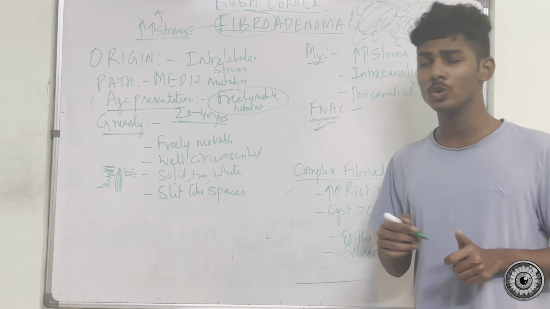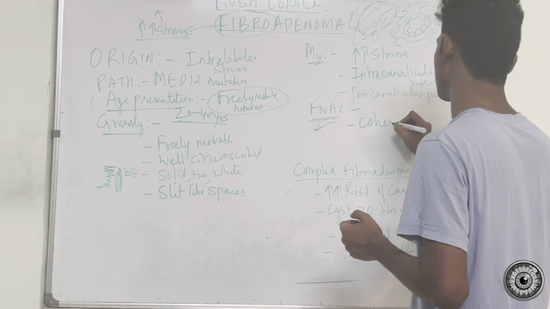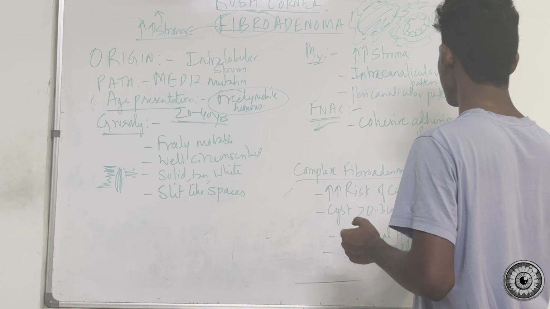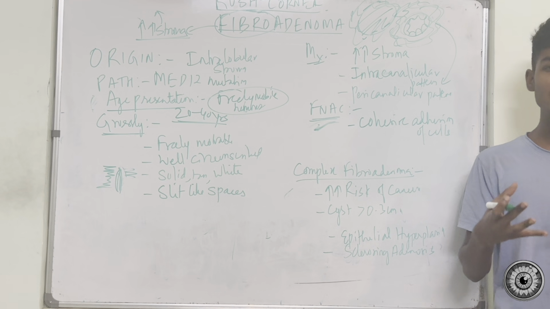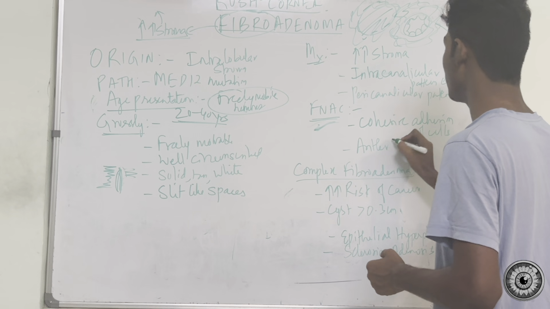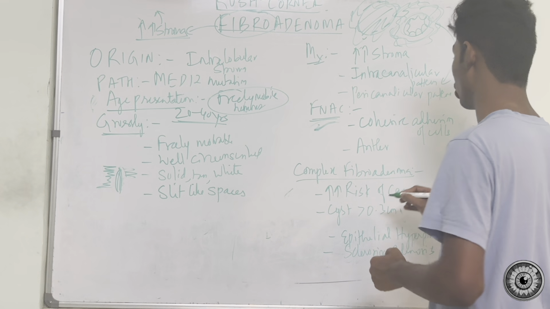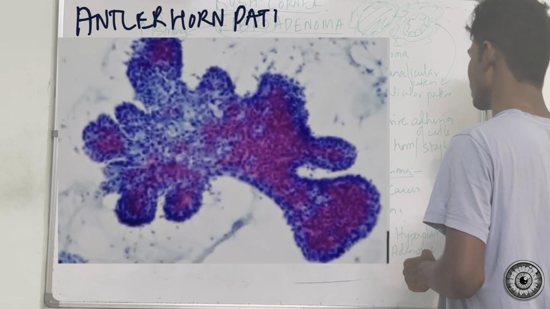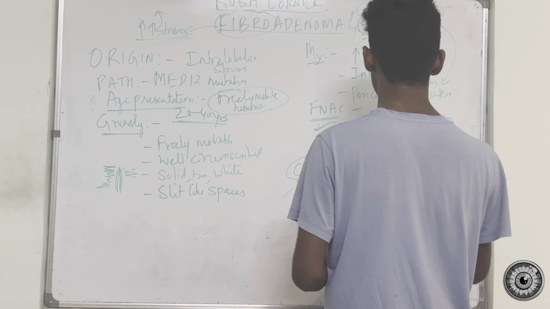எப்படி பார்க்க போறேன்? You will be seeing cohesive cluster of cells. Okay, cohesive adhesion of cells. Okay, cells are stuck to one another. It is in the form of an appearance called as antler horn appearance. என்ன பாக்குறீங்க? epithelium or stroma? Epithelium. Okay, antler horn, or sometimes they also call it as staghorn pattern. Okay, is it clear? And there is something called as complex fibroadenoma.